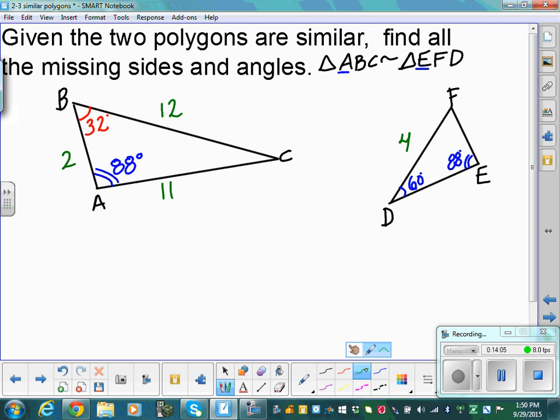All right, let's do another one. We need to find angle C. Angle C matches up with D. So find D. 60. So this is 60. And then once again, angle F is missing. What does angle F match up with? B, and so it's 32.